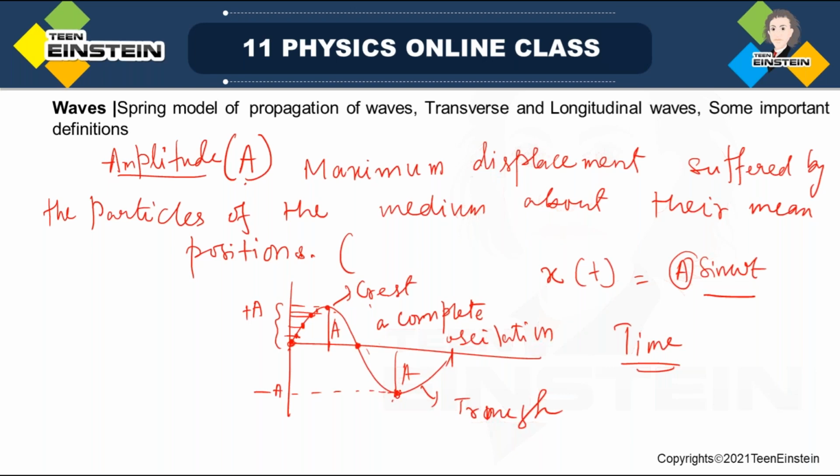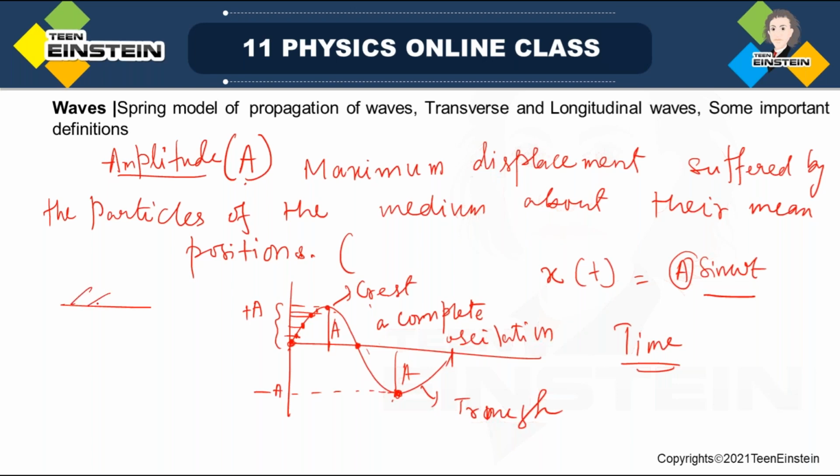then next in the opposite direction. Okay, and then it will become 0. So this is a complete oscillation, and the time it takes to complete a full oscillation is called actually time period. It is the time which a material particle of the medium takes to complete a full oscillation or full vibration.